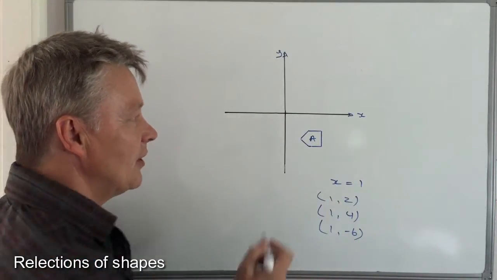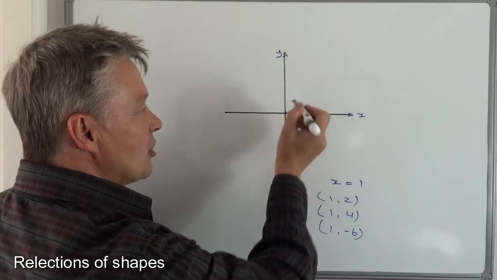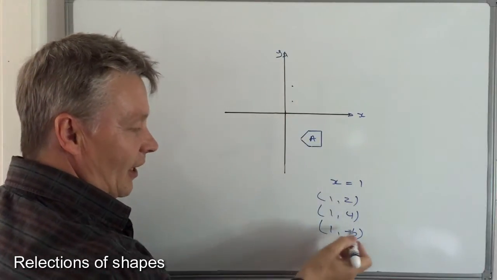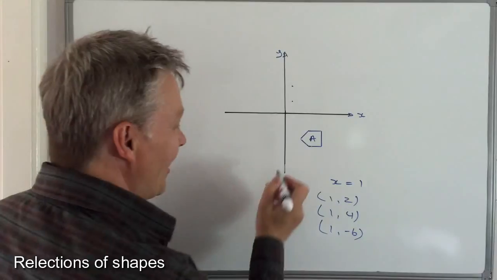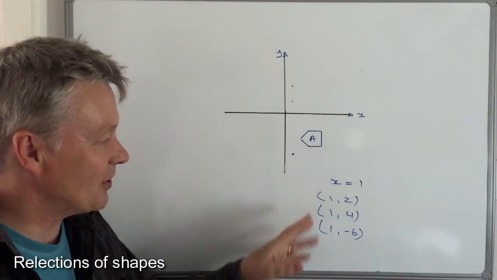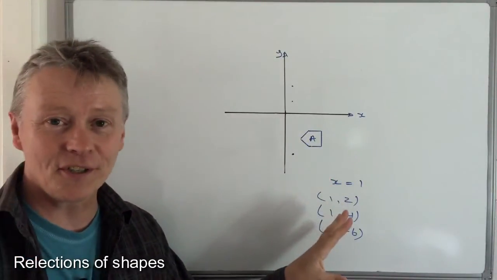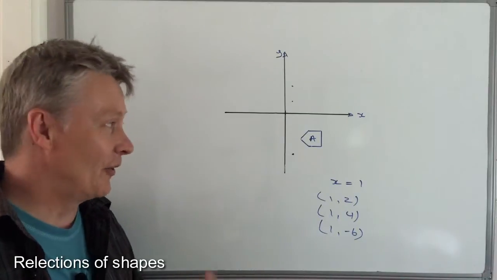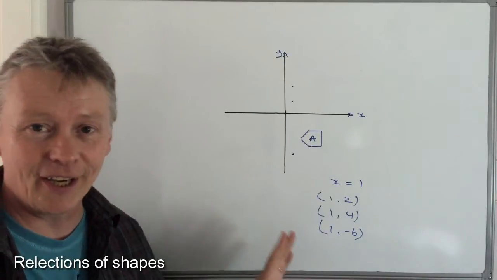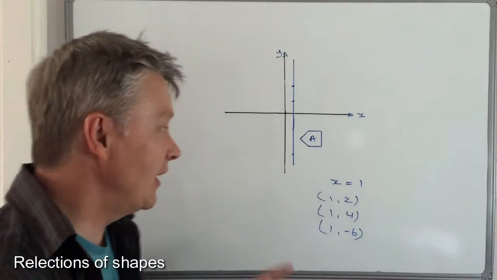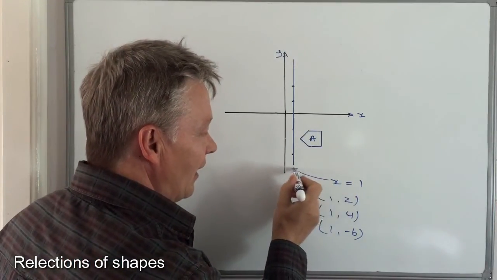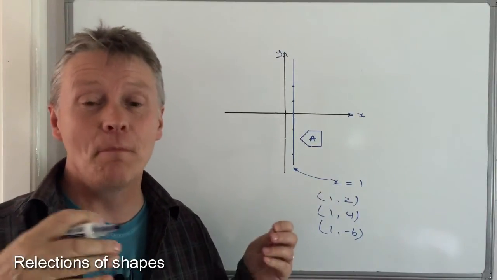So I'm going to go along 1 and up 2, along 1 and up 4, something like that, along 1 and down, in this particular case, -6. I hope that's okay for you, and you should be able to see plotting coordinates on the graph in some of the other videos on this channel. I'm just going to stop the video and draw that line in for you. When we've joined the coordinates up, we've plotted the line x equals 1, which is this line here. And we call that, in this particular case, the mirror line.